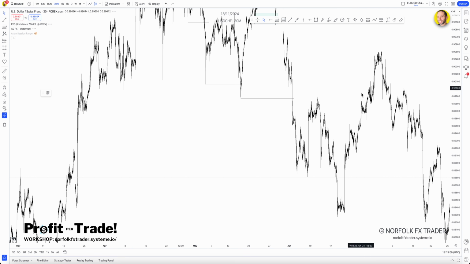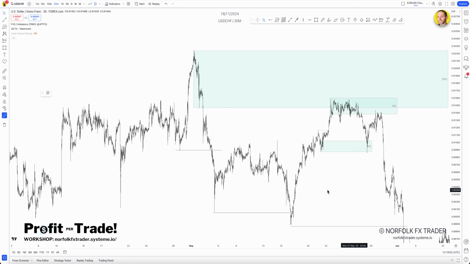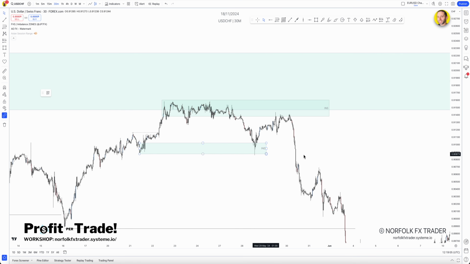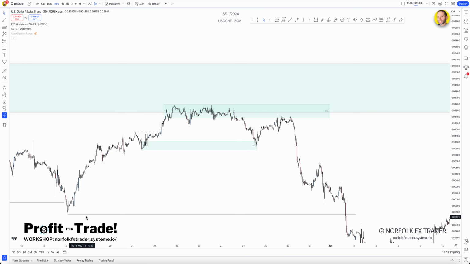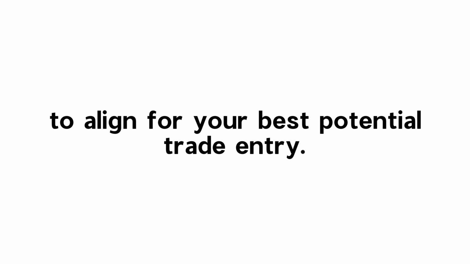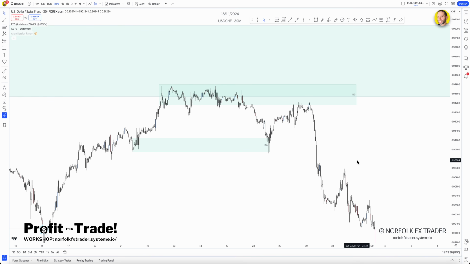Okay, let me just zoom out. Here we are. So now we have that internal area of demand. We've wicked through it, so it's removed this area of demand, and you'll be looking for continuation lower. So we expect the price to want to run this week lower in the market. So now you have used multiple time frames to align for your best potential trade entry. You've gone through from your daily to your 4-hour, now to your entry time frame.